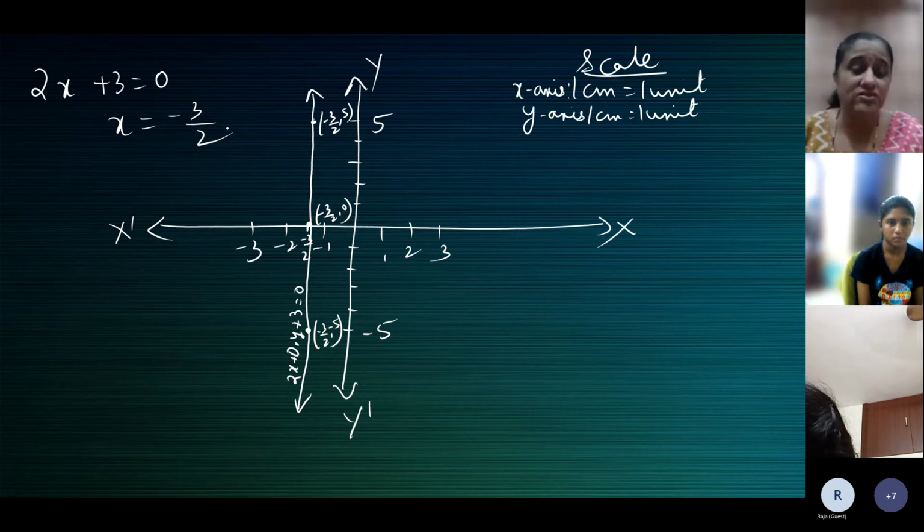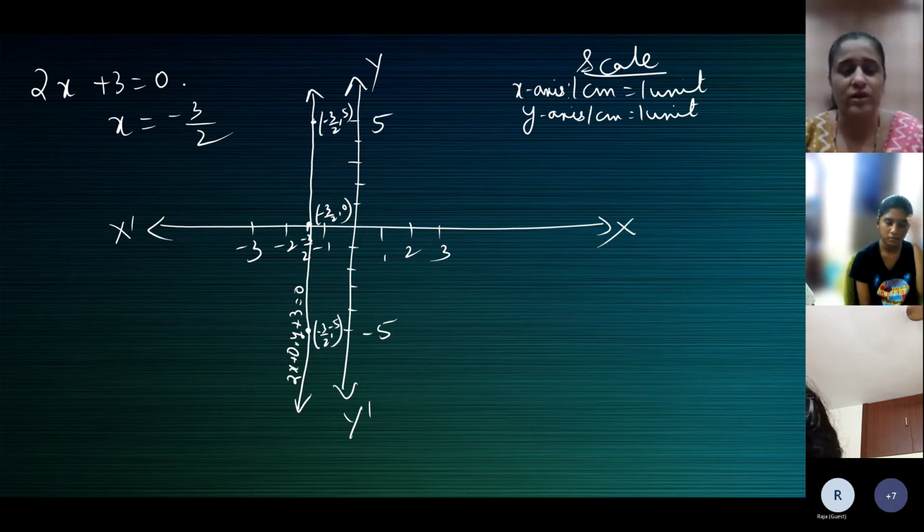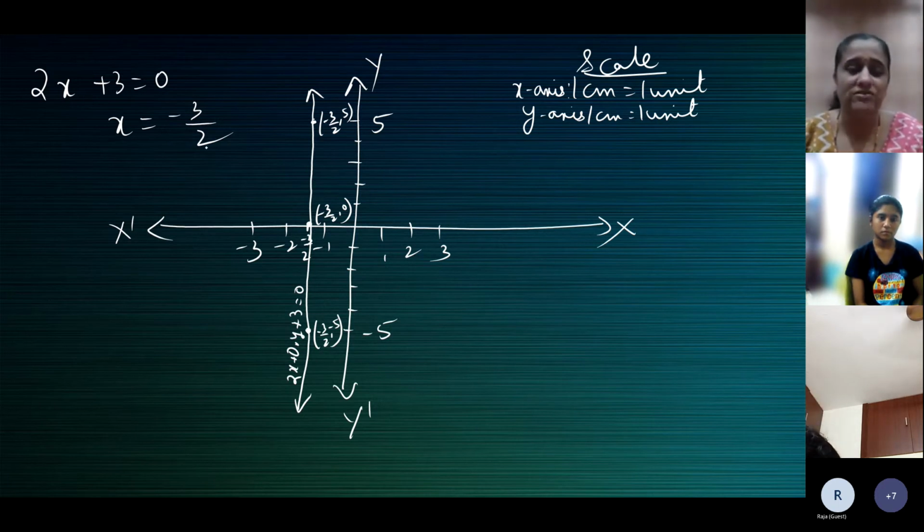This is the first graph. So 2x plus 3 is equal to 0. We treated this as a linear equation in two variables x and y, and we made the graph. The solution is x is equal to minus 3 by 2. How does the graph look? You can see that the graph line is parallel to the y-axis, at a distance of 3 by 2 units to the left of the y-axis.